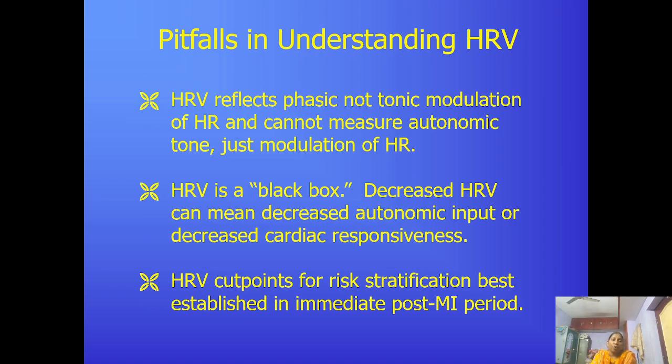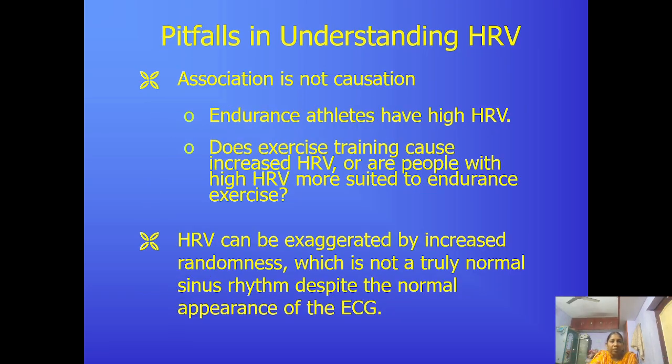And what are the pitfalls in understanding the HRV? So the HRV reflects the phasic but not the tonic modulation of HR, and we cannot measure the autonomic tone here. And this HRV is often considered a black box because decreased HRV means we have decreased autonomic input and decreased cardiac response. That's why HRV cutoff points for risk have been established in the immediate post myocardial infarction period.